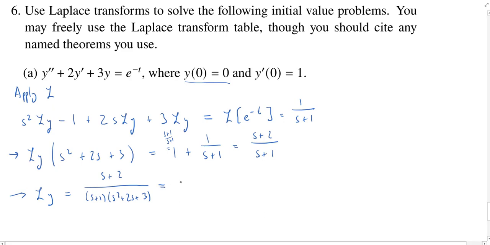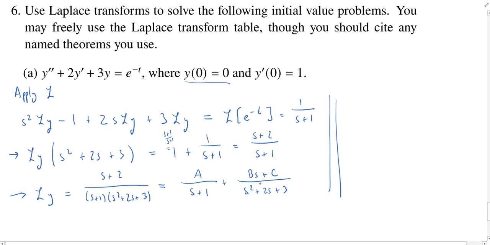So I know this is going to look like something over s plus 1, maybe we'll call it A. And then again, we know this is an irreducible quadratic. We could check the discriminant. Okay, so b squared would be 4 minus 4ac would be 4 minus 12, which is a negative number. So this is really irreducible. So I have s squared plus 2s plus 3, and I have to put a linear term on top. Okay, so we're going to want to actually figure out what A, B, and C are. So let's make a little room over here and do it.